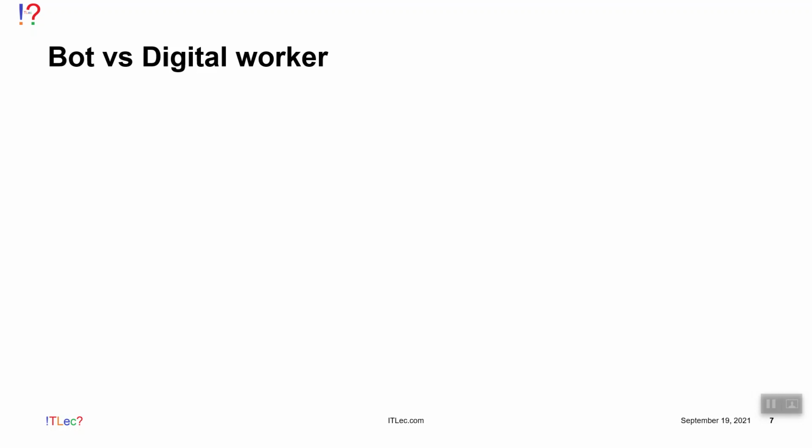A digital worker is the next generation of bots. A bot is task oriented; it can do an automated task. But a digital worker performs a complete business function from start to finish. It enhances the job role, so it thinks, acts, and analyzes.